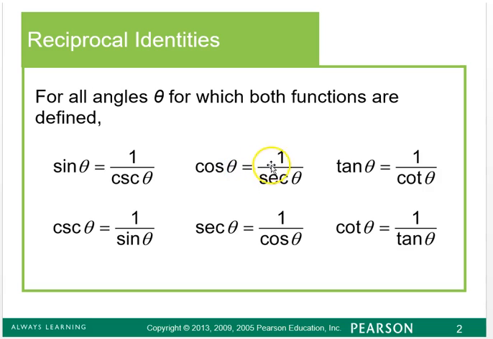And cosine is 1 over secant. Secant is 1 over cosine. Tangent theta is 1 over cotangent theta, and cotangent theta is 1 over tangent of theta. So we kind of already noticed this identity in the last section when we were dealing with numbers. But let's move on to our first example.